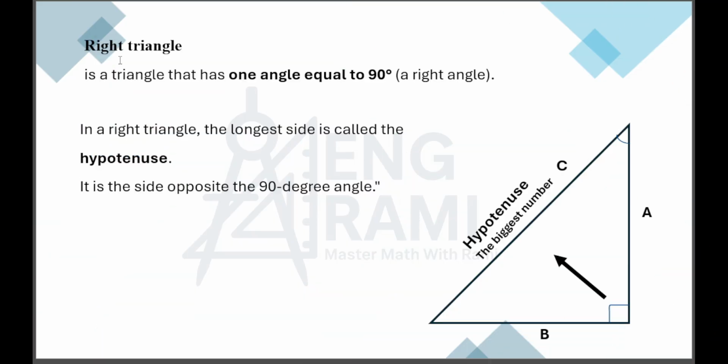A right triangle is a triangle that has one angle equal to 90 degrees, a right angle. As we can see here, this is a right angle which equals 90 degrees. In a right triangle, the longest side is called the hypotenuse. As you can see here, this is the longest side, and we call it the hypotenuse. It is the side opposite to the 90-degree angle.